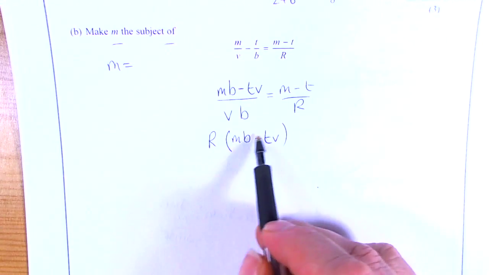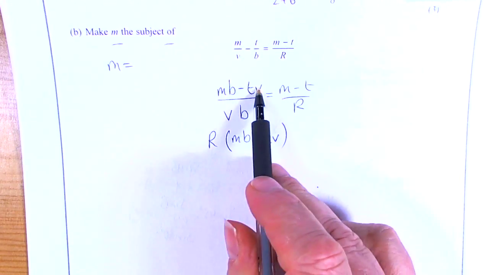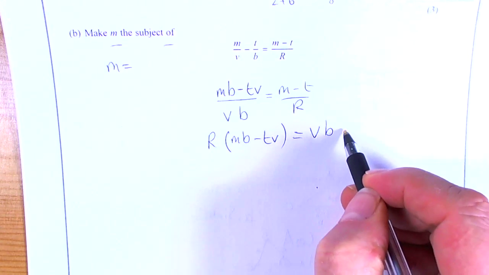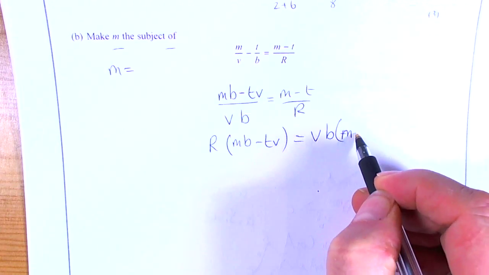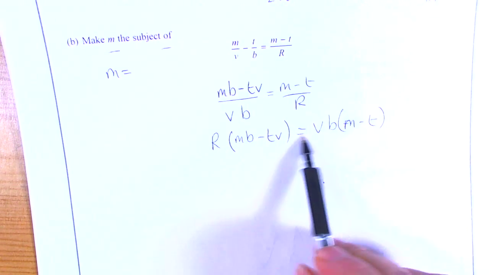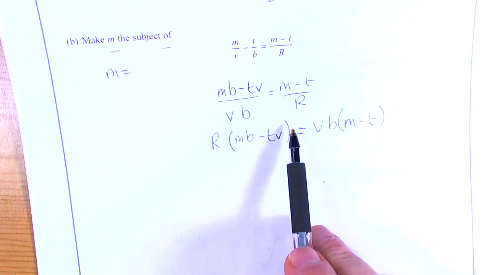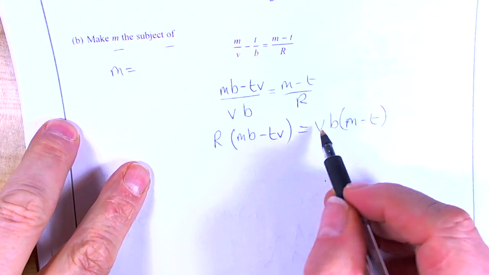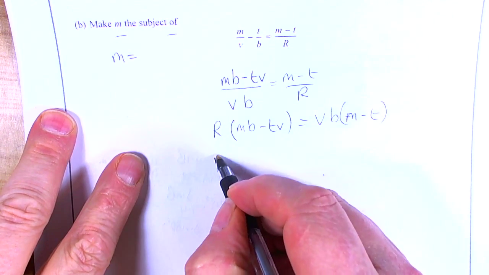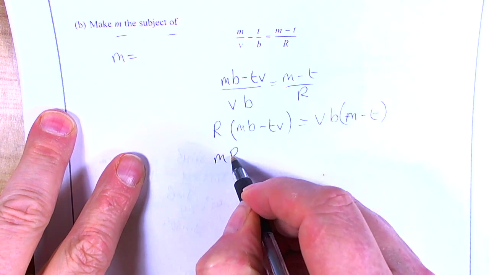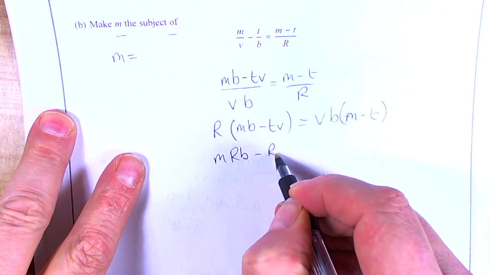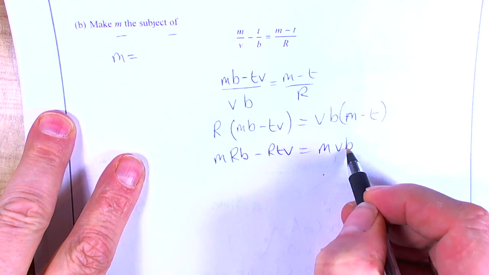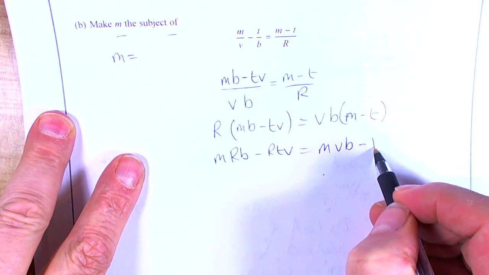Now it's really important to do the bracket at this stage because we're going to multiply R by both of these. That then has gone across there, and the VB is going to come across here, so we end up with VB bracket M take away T. Because M is still in two places, we'll have to multiply out all the brackets and expand them so that we can start moving things around to leave the terms with M in them on one side. So we end up with, because I want M at the front, MRB take away RTV, because we've expanded this bracket, and then it's MVB take away TVB.